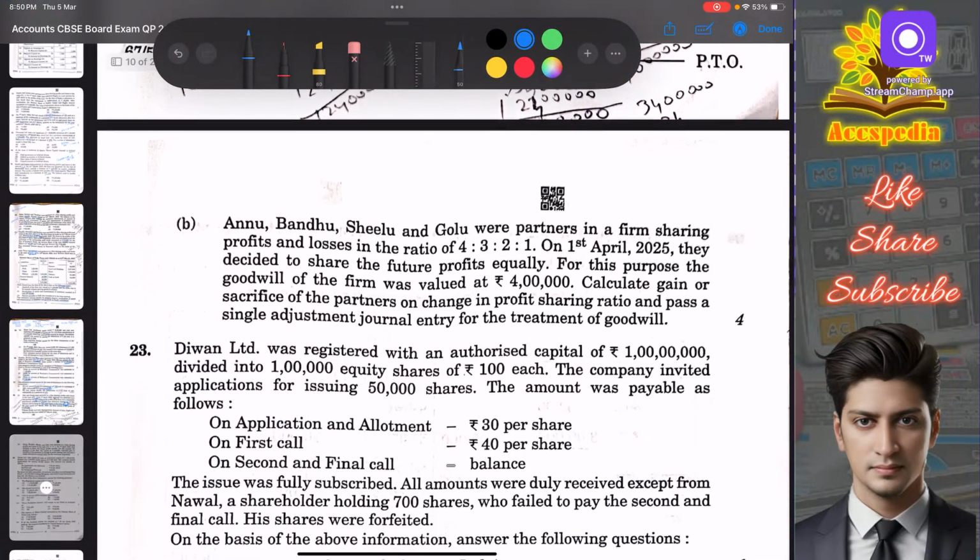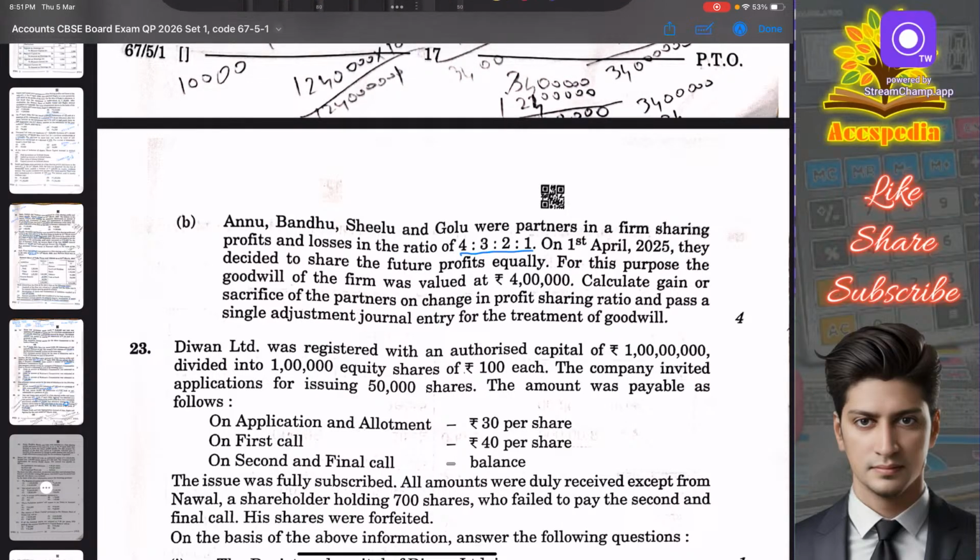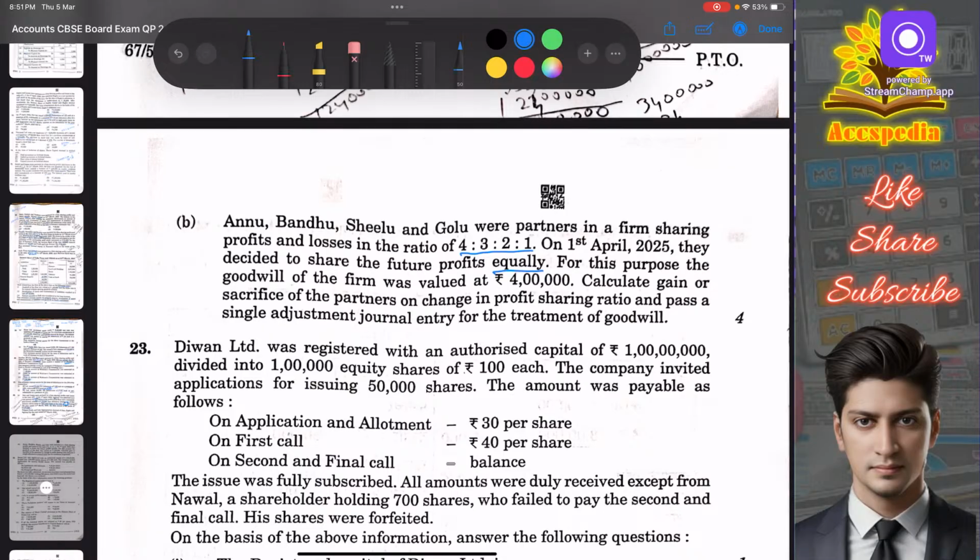Then the next question, 22B. Anu, Bandhu, Sheila, Golu are 4 partners in the ratio 4:3:2:1. On 1st April 2025, they decided to share future profits and losses equally, 1:1:1:1. For this purpose, the goodwill of the firm was valued at 4 lakh. Calculate the gain or sacrifice of the partners on change in profit sharing ratio and pass the journal entry.